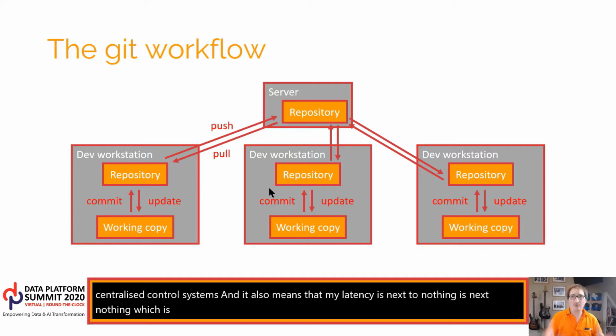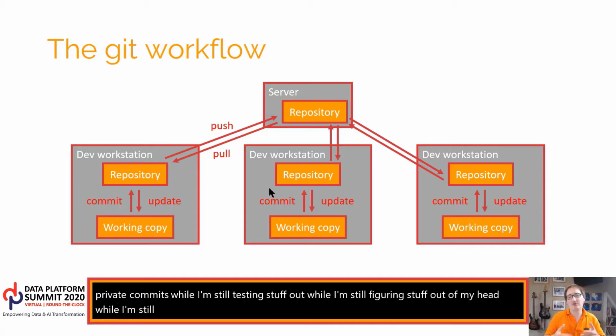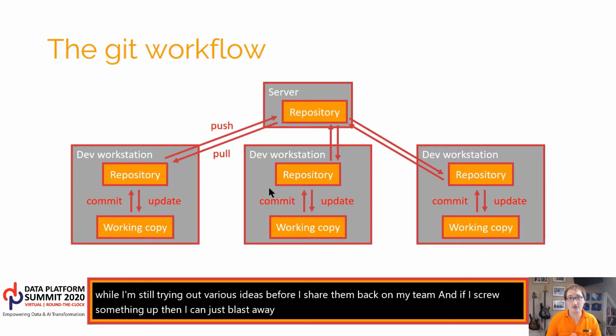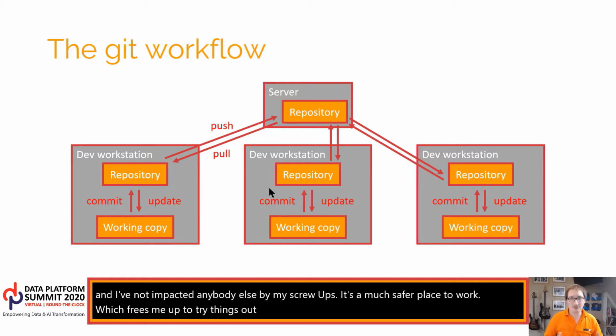It also means I can do a whole bunch of private work, make a bunch of private commits while I'm still testing stuff out, while I'm still figuring stuff out in my head, while I'm still trying out various ideas before I share them back with my team. And if I screw something up, then I can just blast away my local repository and clone it all over again. And I've not impacted anybody else by my screw-ups. It's a much safer place to work, which frees me up to try things out and experiment and to learn.